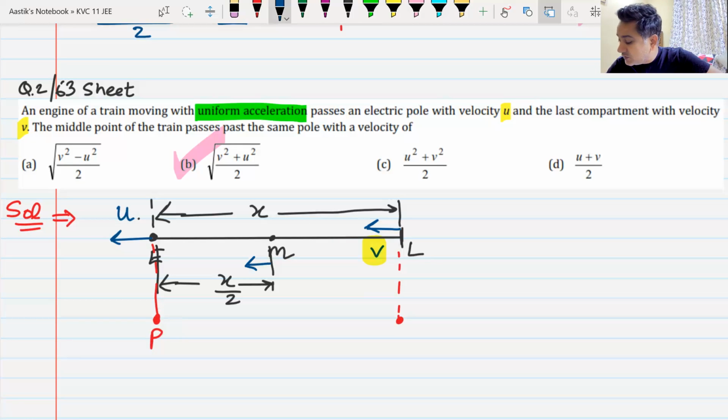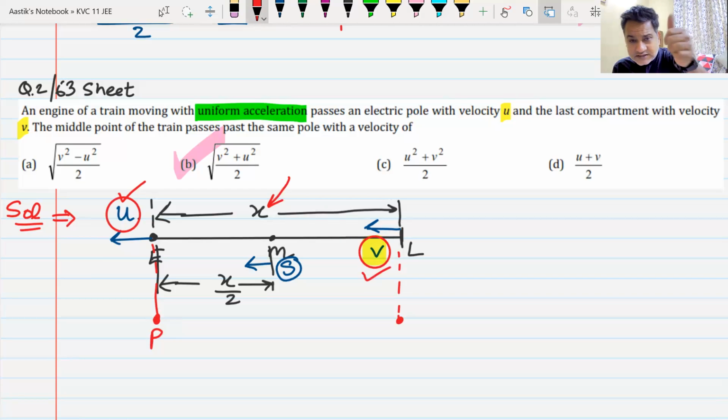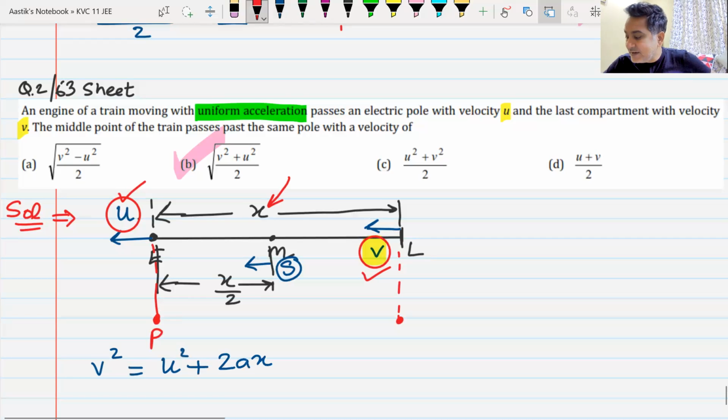So I'm using u and v here. What should I use here? Let me use s. If I call the velocity s, I can make two equations. The first equation will be: the initial velocity of the engine is u, the final velocity of the engine is v, and the displacement is x. Do we understand this? That will be my first equation. So my first equation will become v square is equal to u square plus 2 times a into x. That is the first equation.